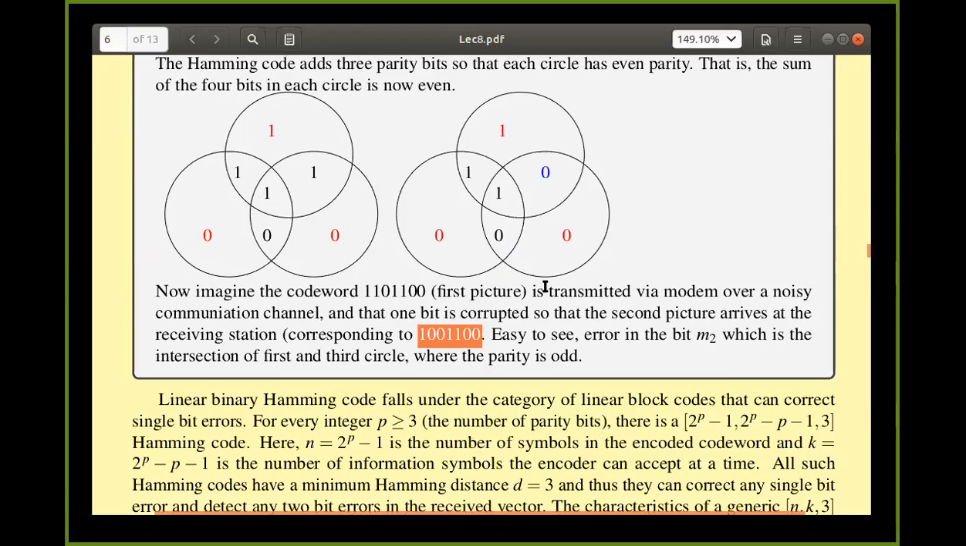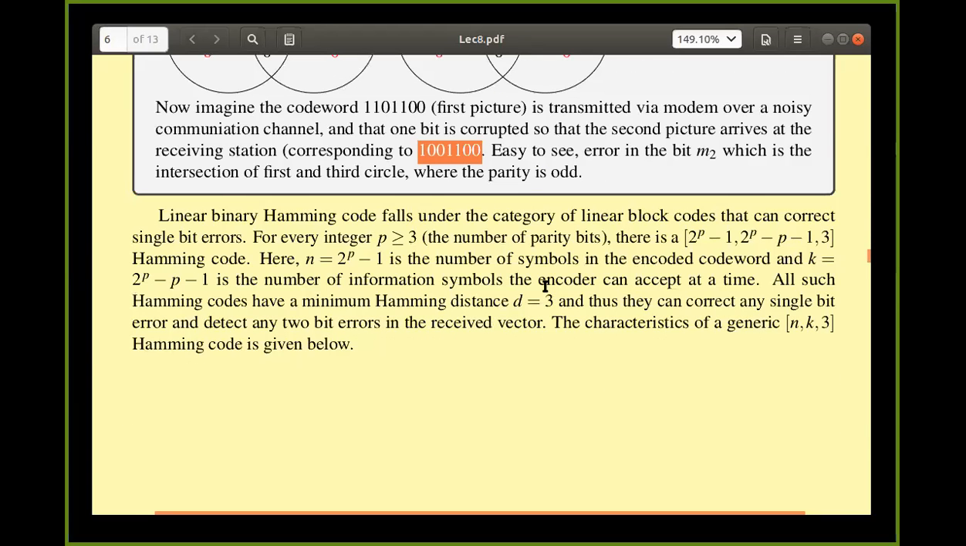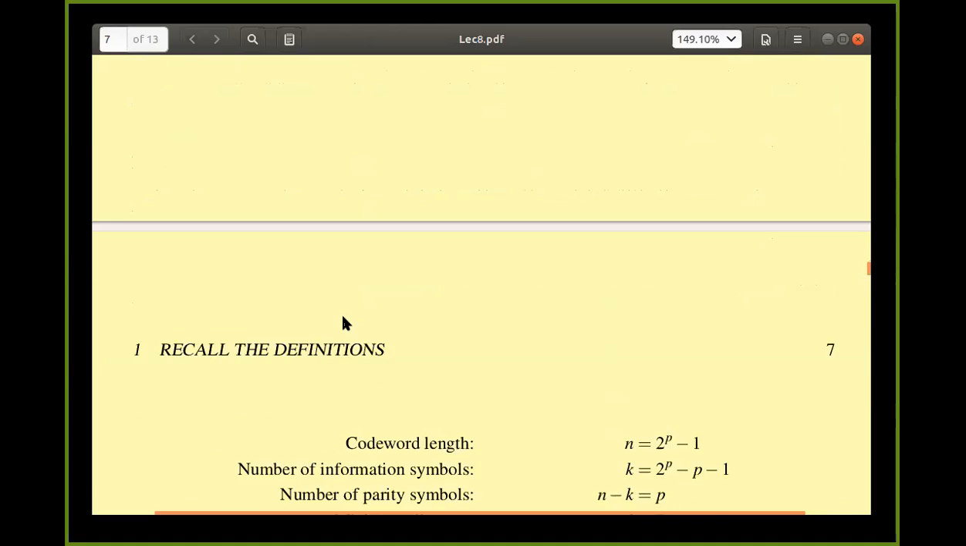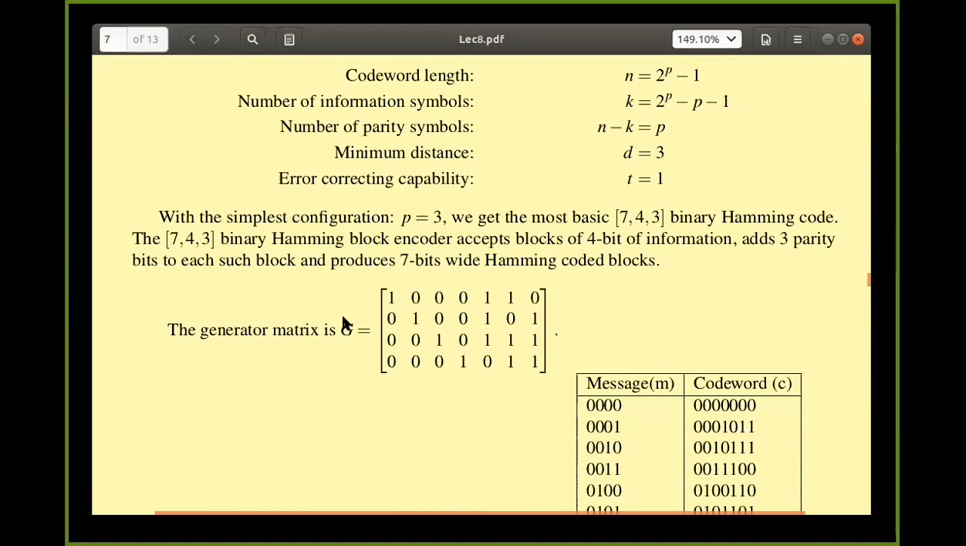The (7,4,3) code, I'll explain in a while. In general, it can be extended to any p greater than or equal to 3: (2^p − 1, 2^p − 1 − p, 3). It is always possible to construct a distance 3 code like this. That is the Hamming code. We'll discuss how later, but I'm just giving you the inputs now.